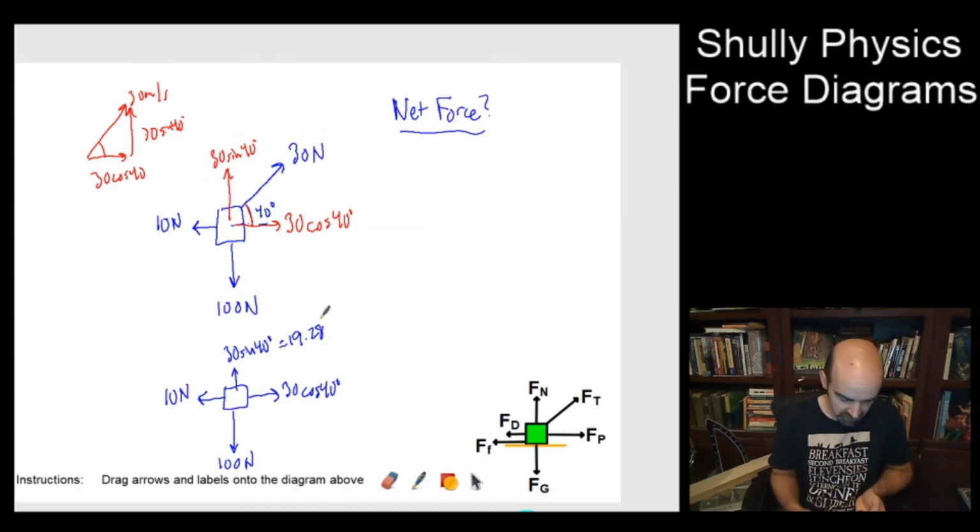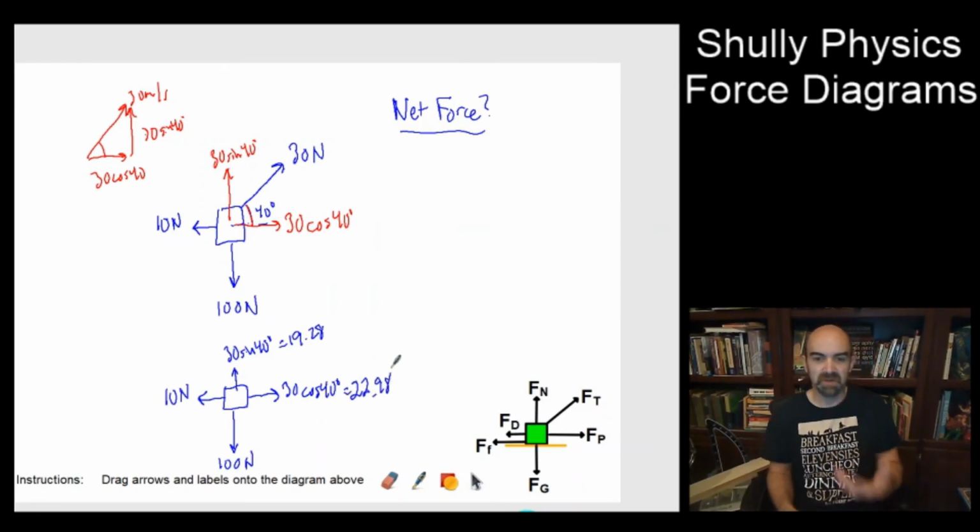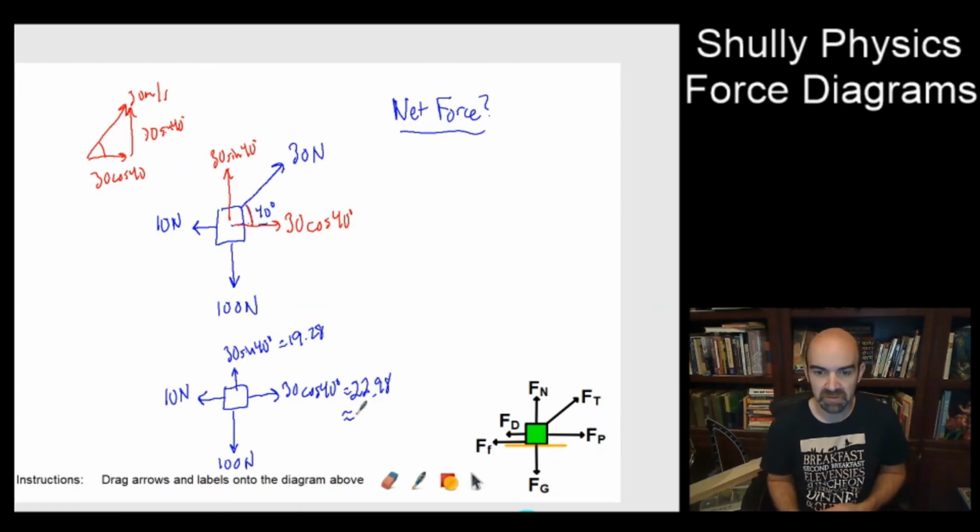22.98. So 19.28 and 22.98. All right, so now I got some actual values here. This one's 22, that's about 23. Okay, I'll just call it 23 here. And just to simplify it a little bit, this one is about equal to 19. So 19 and 23. There we go.